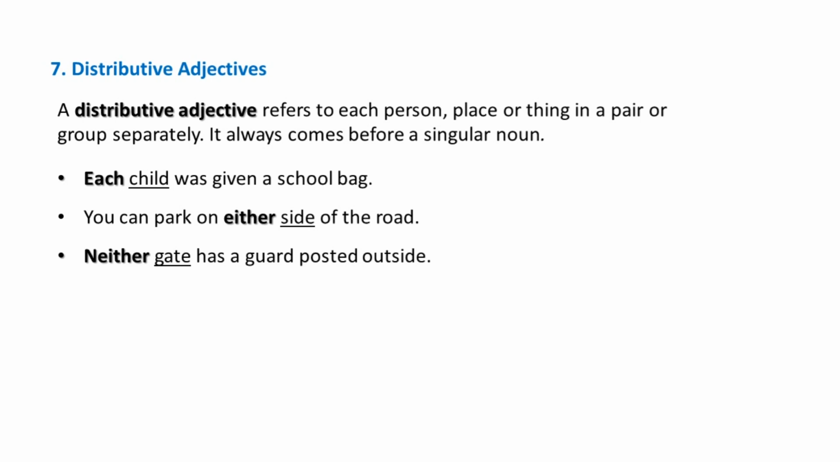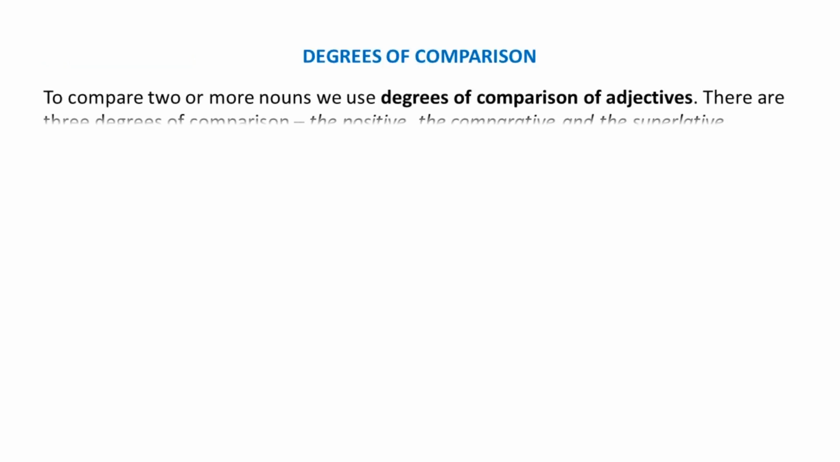So here we end our lesson on kinds of adjectives, and now let us go to degrees of comparison. To compare two or more nouns, we use degrees of comparison of adjectives. There are three degrees of comparison: the positive, the comparative, and the superlative.